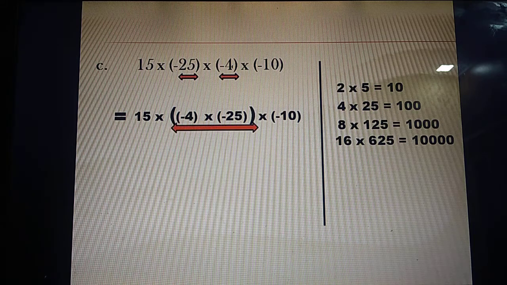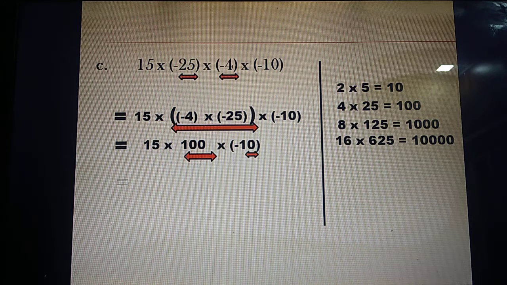Now when you solve this bracket part, both the integers are of the same sign, so the final answer will be positive. So what will you get? 100 followed by minus 10. Now this sum is very easy. Why? Because the first number is 15, then it's 100 and then it's minus 10. So just write 15 followed by 3 zeros, and which sign will come in the answer?